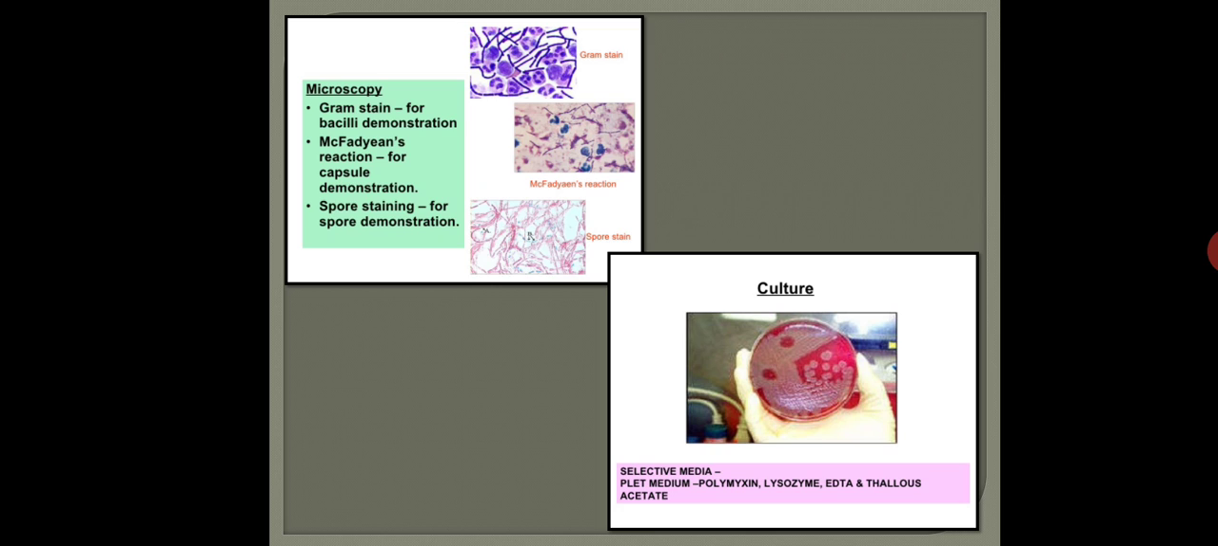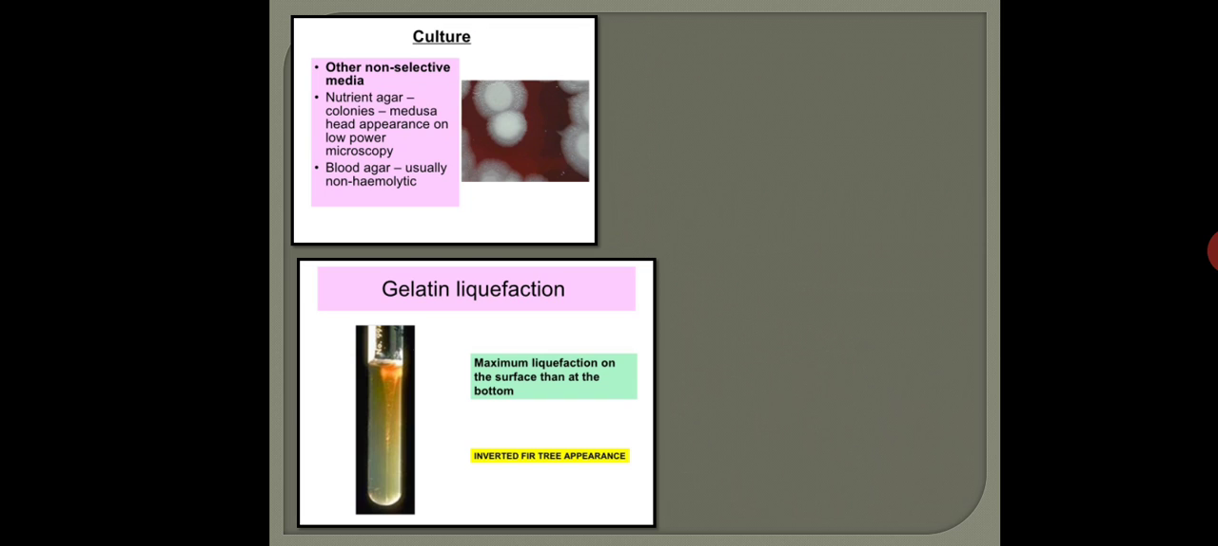And the selective media especially for this Bacillus anthracis is the PLET medium, which stands for polymyxin, lysozyme, EDTA and thallous acetate. So this is the selective media for Bacillus anthracis. Thallous acetate is the salt of thallium and acetate which is used as the selective growth agent for this Bacillus anthracis. Okay, so this is all about the culture.